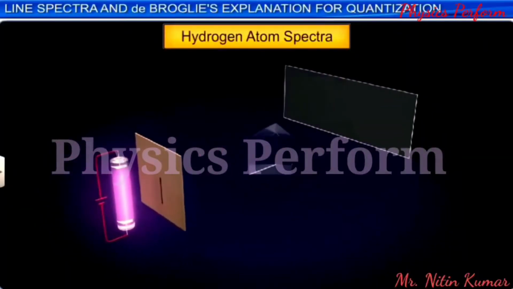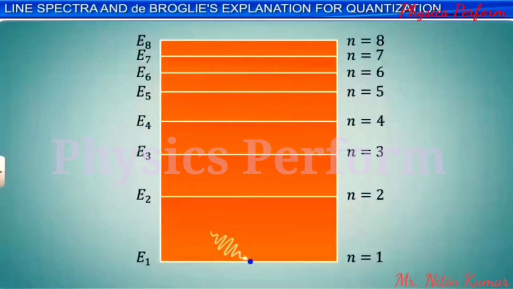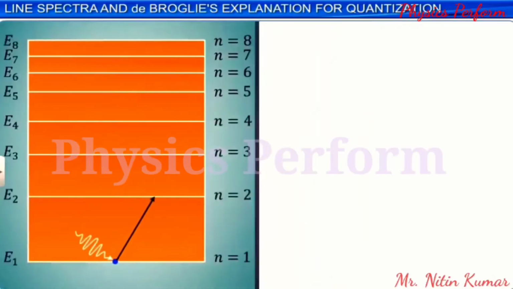The line spectra of the hydrogen atom was explained by the third postulate of Niels Bohr. We know that when an electron in a lower energy level with principal quantum number n1 absorbs energy from a photon, it jumps to a higher energy level, such that the photon energy will be equal to E2 minus E1, where E2 is the energy of the level corresponding to n2 and E1 is the energy corresponding to n1.